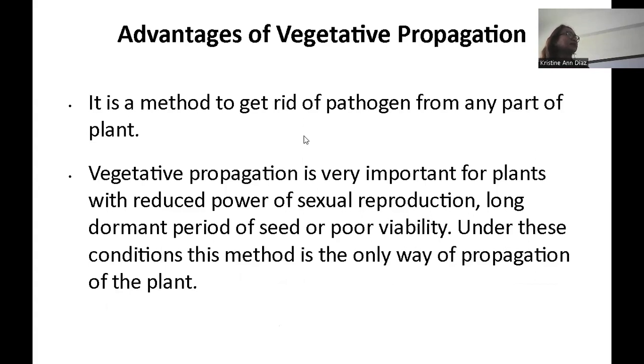You can also get rid of pathogens and reduce the poor viability of crops. So, vegetative propagation is good.